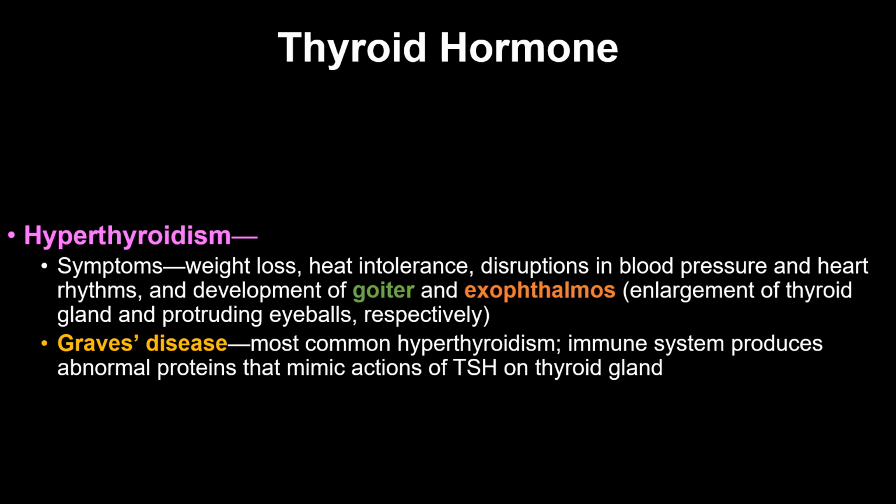And then they also have water retention in the tissues around the orbits, with a final sign of hyperthyroidism being the enlargement of the thyroid gland known as a goiter. And thyroid enlargement results from the abnormal TSH-like proteins secreted in Graves' disease, which stimulate that growth of the thyroid gland itself.